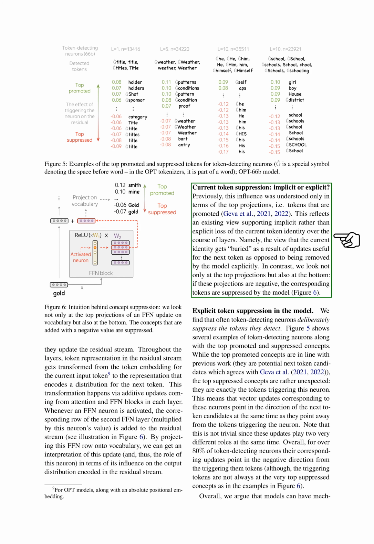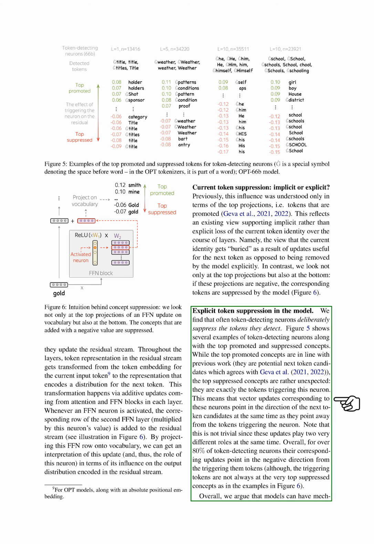Previously, this influence was understood only in terms of the top projections, i.e., tokens that are promoted. This reflects the view that the current token identity is gradually lost over the course of layers. However, we also look at the bottom projections. If these projections are negative, the corresponding tokens are suppressed by the model.